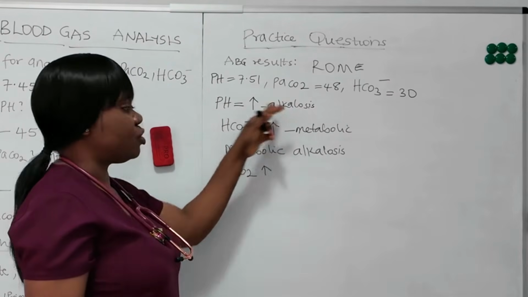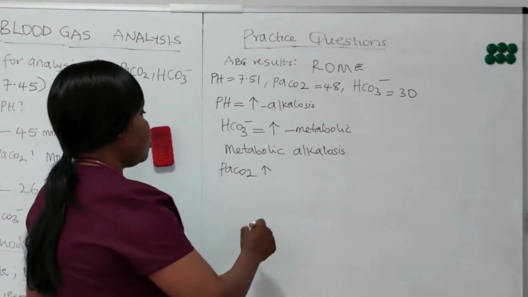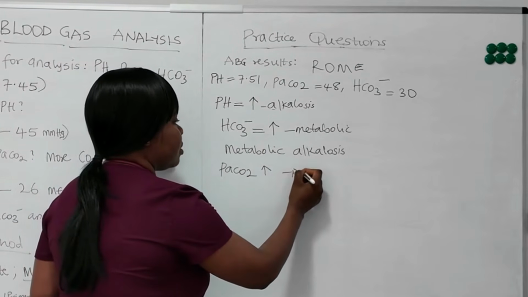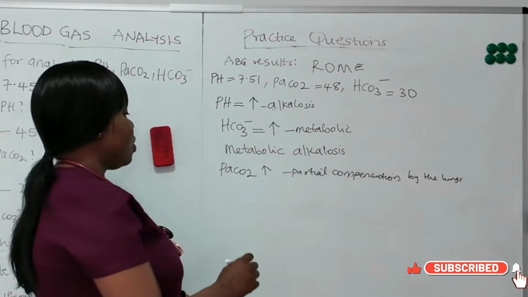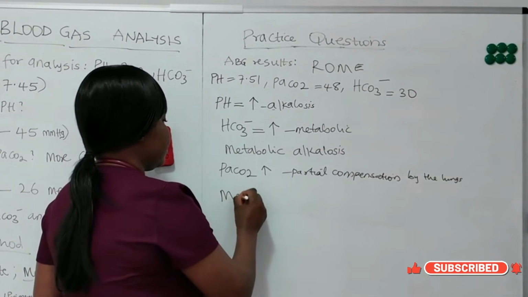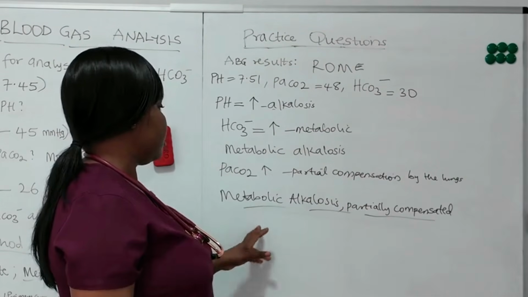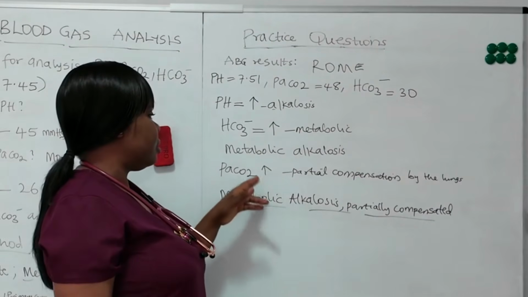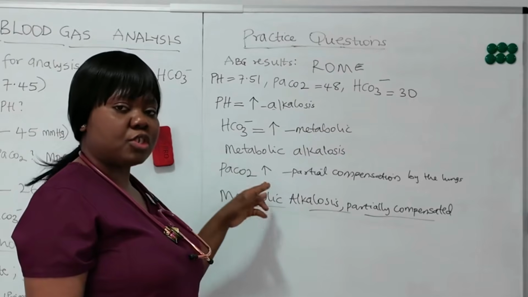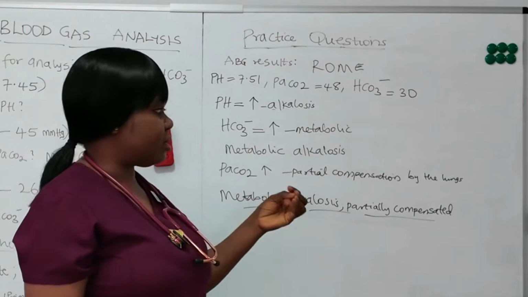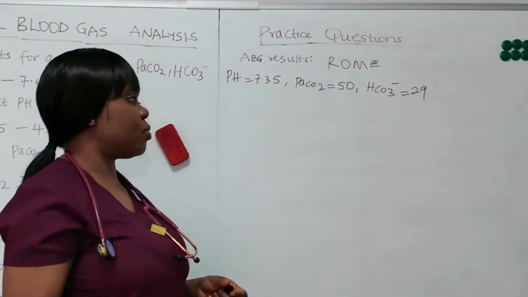And because the pH is not normal, we will not say fully compensated, we will say the lung is partially compensating. So there is a partial compensation by the lungs. So the overall answer for this question will be metabolic alkalosis, partially compensated or partial compensation. That will be the final answer. The lung is compensating by retaining more CO₂ so that it can increase the acid to counteract the effect of alkalosis. Let's look at the third practice question.